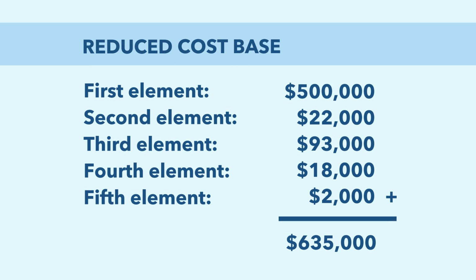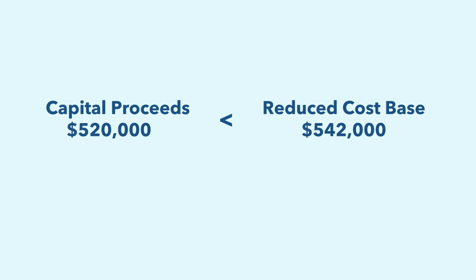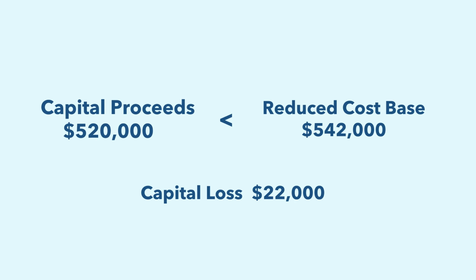The reduced cost base is largely the same as the cost base, but does not include third element costs, that is, the costs of ownership. In this example, her costs of ownership were $93,000. If we exclude those, her reduced cost base is $542,000. As her capital proceeds are less than the reduced cost base, she has made a capital loss of $22,000, the $520,000 less the $542,000.